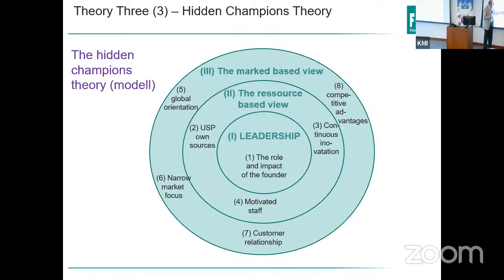We need to have a narrow market focus. I say to the students, your company must know what your customer needs tomorrow. So you always have a forward-looking orientation in your products, in your delivery. That is very important. A very successful, very close customer relationship, and a competitive advantage against the competitors.